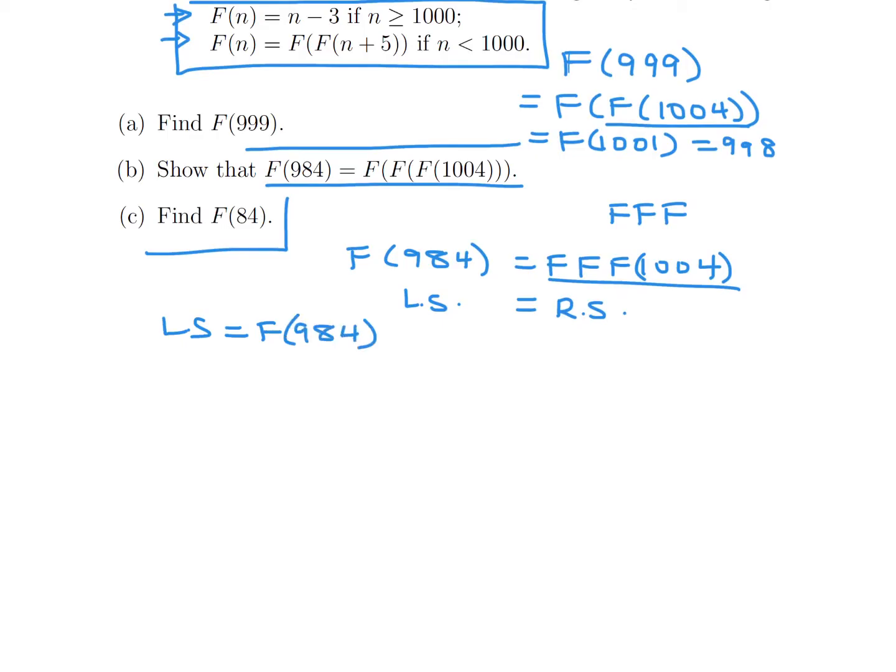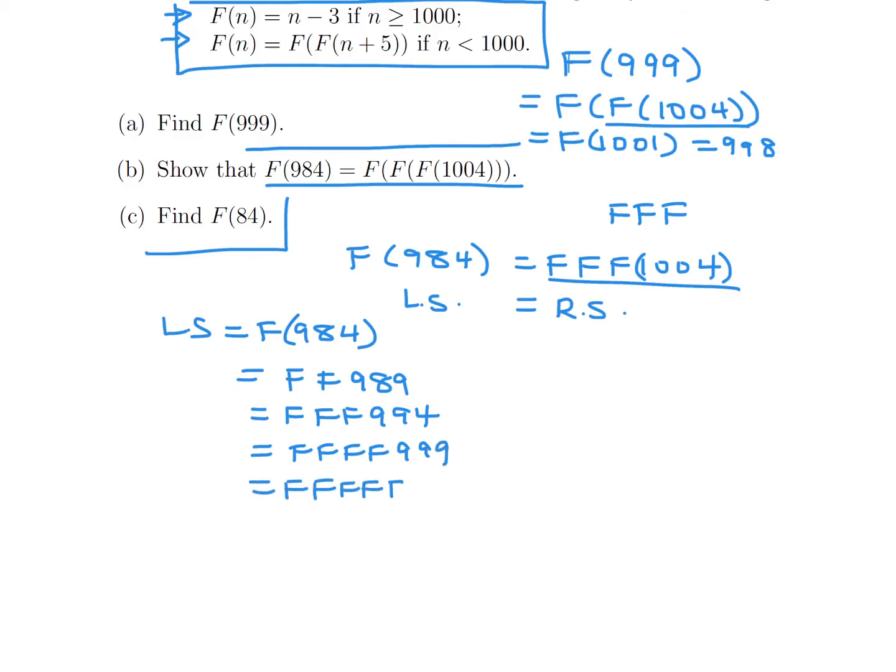Okay, so I'll just do this quickly. I'm not going to walk you through every single one because I don't think you need me to. It's just look at n. If n is greater than or equal to 1,000, you use the first rule. If it's less than 1,000, use the second rule. So here we go. Okay, so that will be f at 989, and that's going to be f at 994. F at 999, and then 5 f's. Keep going. 1004. Okay, now we can use that other rule.